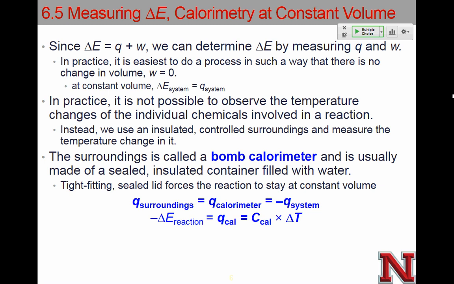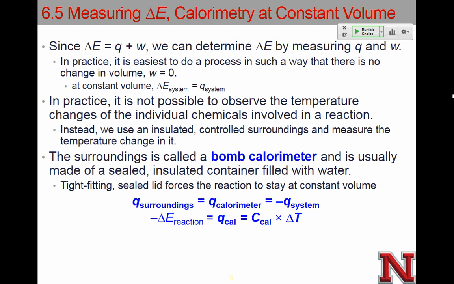So the heat of calorimeter is going to be equal to the negative heat of our system, meaning our chemical reaction, that it's really hard to measure. And because we're keeping our work at 0 by keeping our change in volume constant at 0, no change in volume, then our delta E of our reaction is going to equal our Q of our system. So that means our reaction delta E is going to be negative if we're calculating our Q calorimeter.